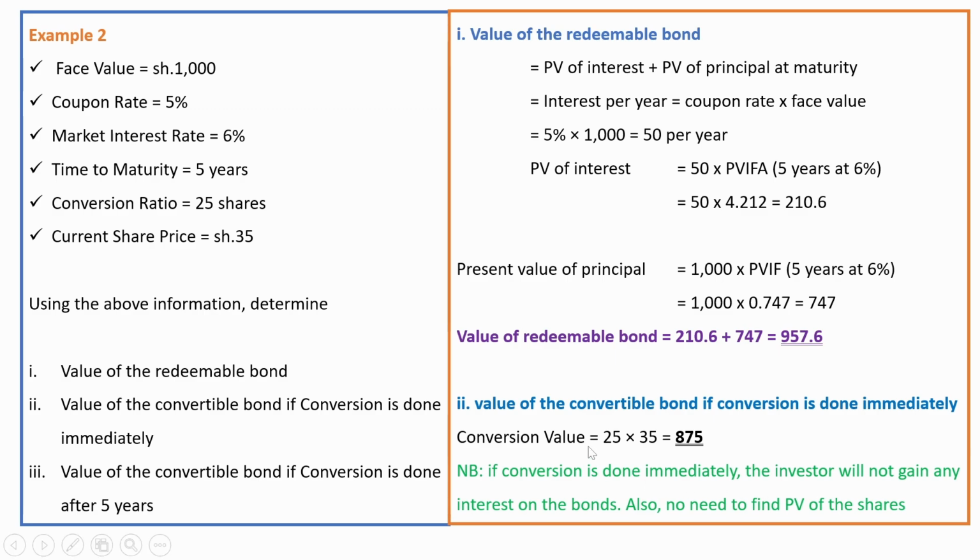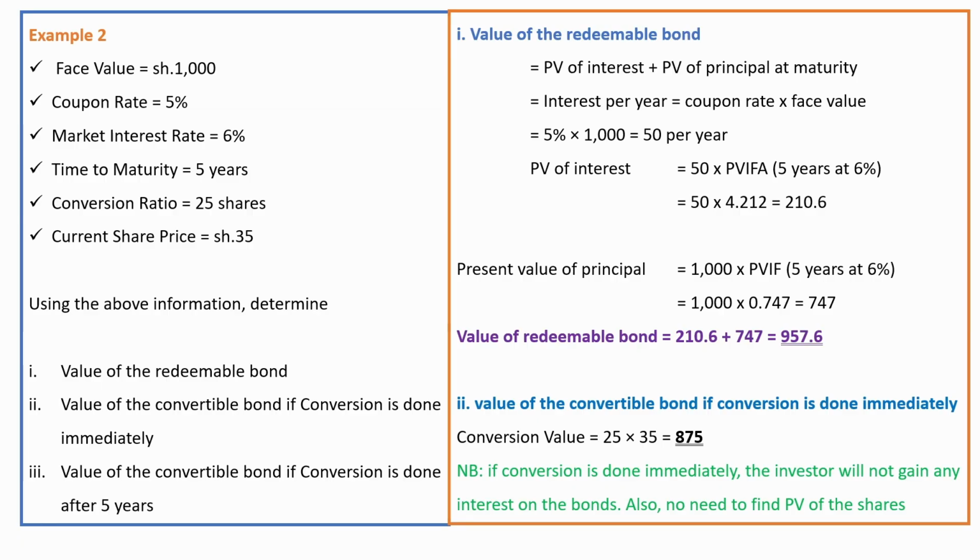So the conversion value will be the same as the formula I had given you earlier. We said the conversion value is the share price, the price per share at the time of conversion, multiplied by the conversion ratio. So the conversion ratio was 25 shares for one debenture. The current share price is 35. So 25 times 35 gives you 875. So that is the conversion value, assuming the convertible bonds are converted immediately.